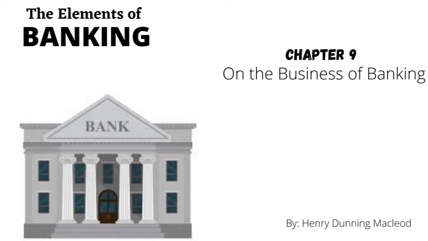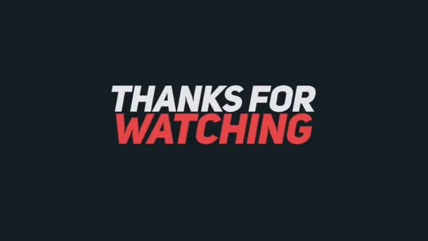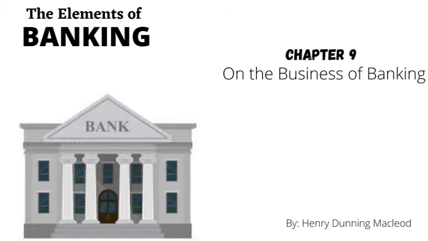Chapter 9: On the Business of Banking. 1. We have seen in a former chapter that from the time the word banker was first used it meant a person who bought money by means of his credit, or promised to pay an equal sum either on demand, or at some future time.